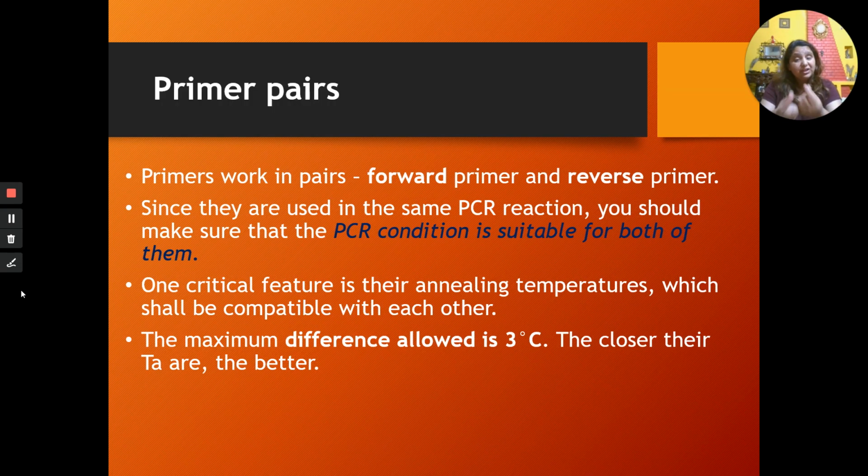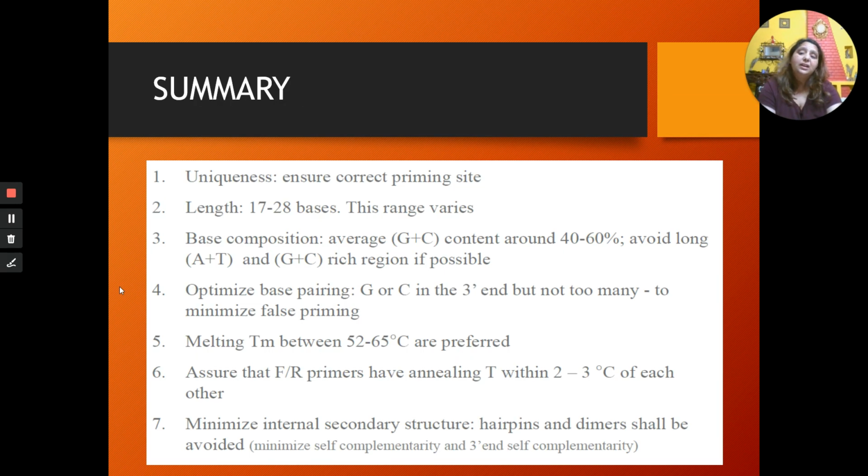take care of the individual primer sequence also and the primer sequence as a pair. So the two primers, forward and reverse, that you have selected for your PCR reaction must be compatible with each other, and their difference in the annealing temperature should not be more than 3 to 4 degrees Celsius. The closer their annealing temperature is, the better the PCR reaction is going to work. Okay, so this is very important.